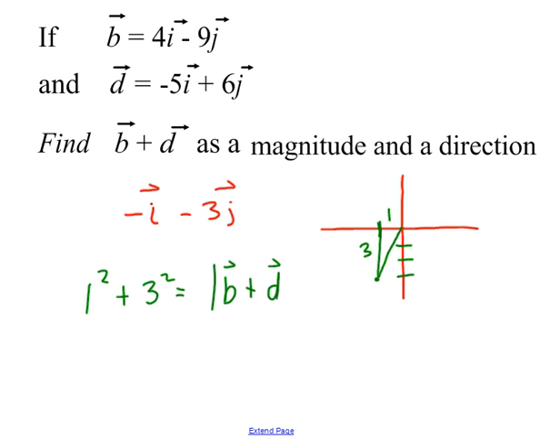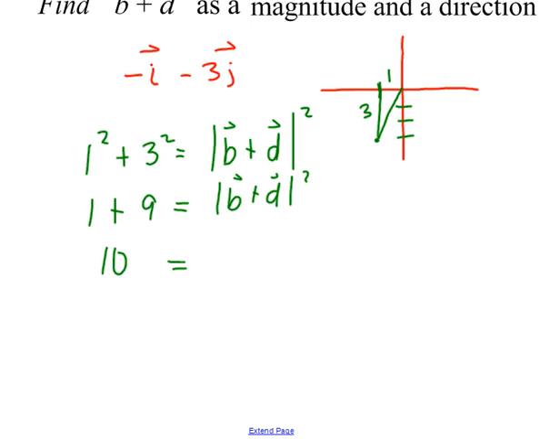Go back to the notation we used yesterday. So 1 plus 9, which is 10, equals your magnitude squared. So therefore, your magnitude is equal to the square root of 10.